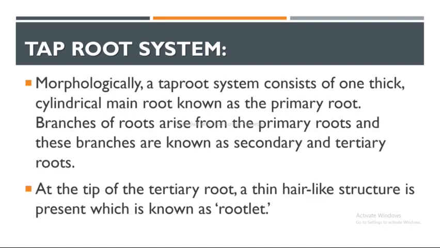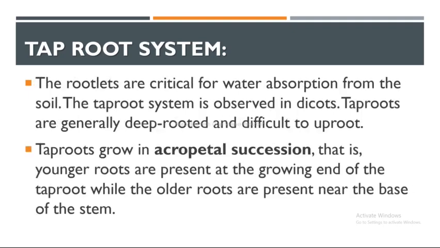Morphologically, a taproot system consists of one thick cylindrical main root, which is known as the primary root. Branches of the roots arise from the primary root, and these branches are known as secondary and tertiary roots. At the tip of the tertiary root, a thin hair-like structure is present, which is known as a rootlet. These rootlets are critical for water absorption from the soil. The taproot system is observed in dicots.